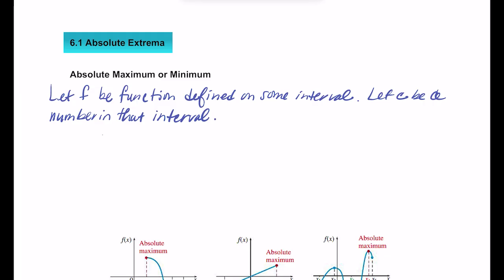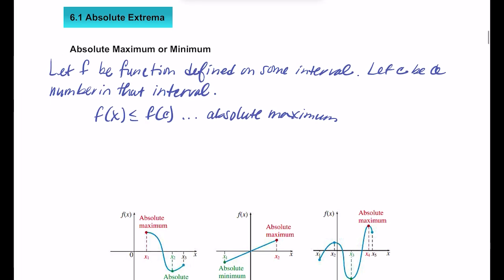If f of c is the absolute maximum of the function in the interval, that tells me that f of x is less than or equal to f of c. So we would have an absolute maximum. What that means is if you take a look at the graph here, here's my interval, let's say from x1 to x3, and let's say this is c. If f of x, which is the function, is less than or equal to f of c, then you have an absolute maximum.